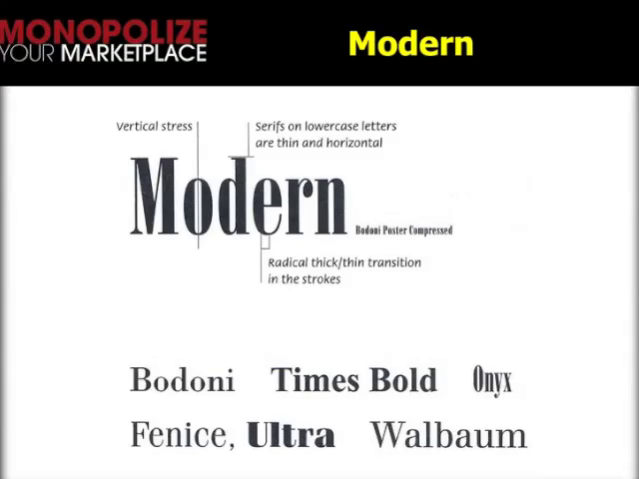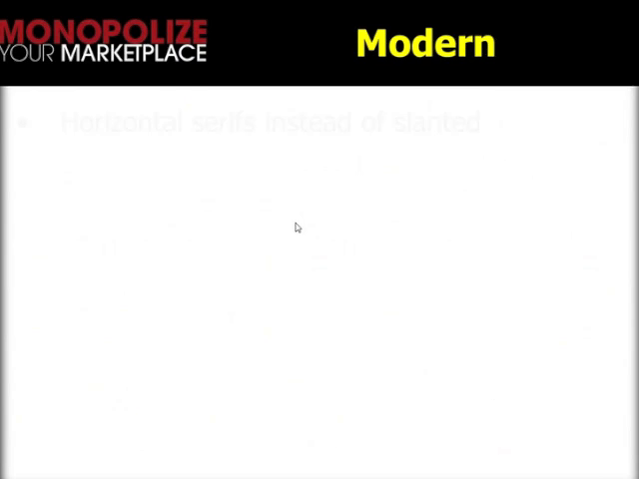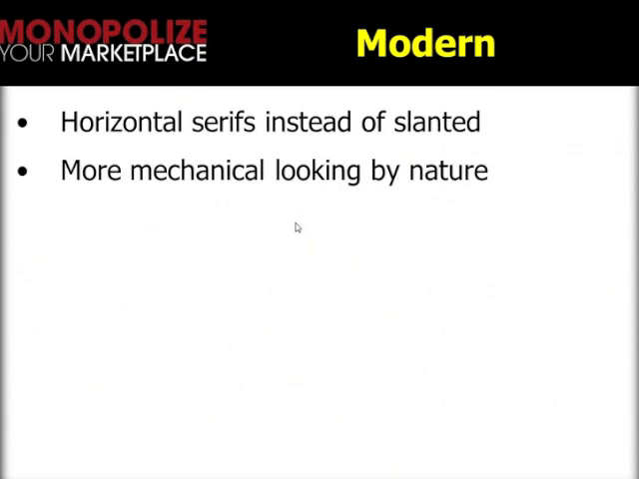Okay. Now modern is going to be a little bit different. Modern is going to have a vertical stress instead of a diagonal stress. So it goes up and down. Serif on lowercase letters. Radical thick-thin transitions in the strokes. Okay. And you can see down here at the bottom some of these examples written in those fonts are different versions of modern fonts. And you'll see that they all share these same elements.